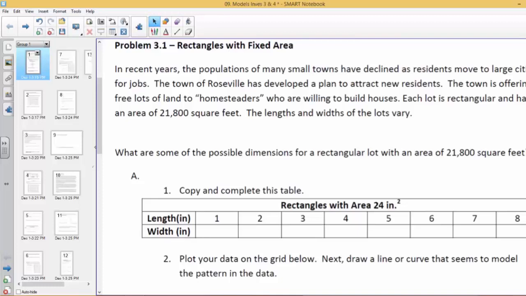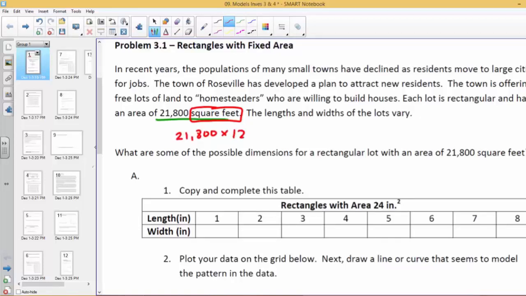So we're going to read this little story about this small town, and they're offering free lots of land, and it has to be a 21,800 square foot. We could convert feet to inches, but what you would need to do is 21,800, and then there are 12 inches in a foot, but this is two-dimensional. So the number that we're multiplying is 3,139,200.